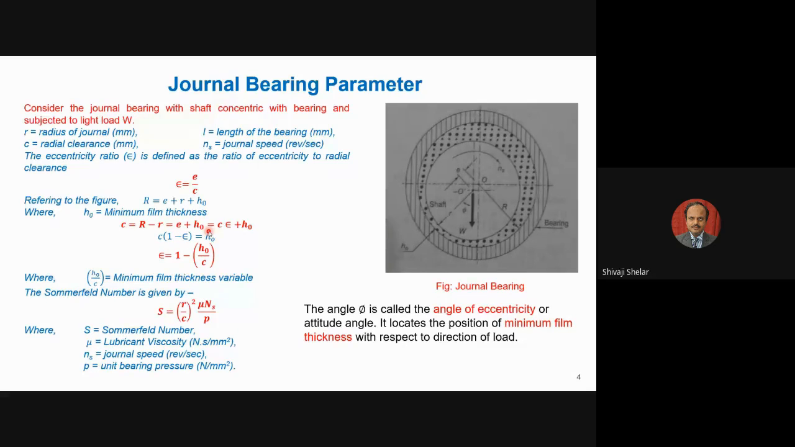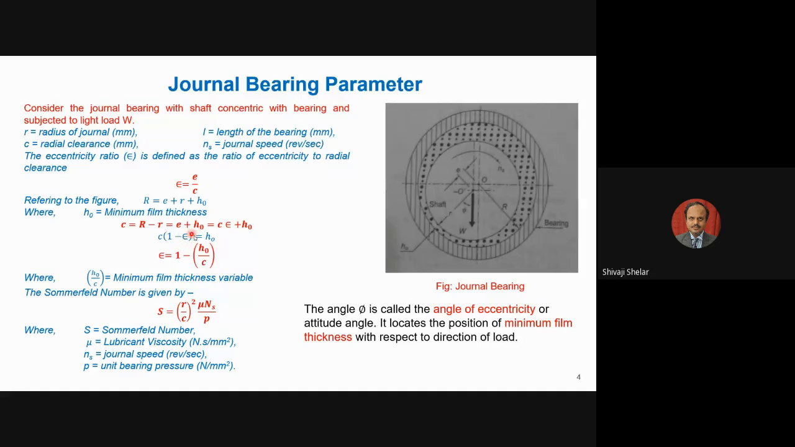Now I can put the value of E here. What is the value of E from this equation? E is equal to epsilon C. Putting this value here, C is equal to epsilon C plus H0. Let's take the C terms on one side, so I have C minus epsilon C is equal to H0. C is common, so taking C outside, C into 1 minus epsilon is equal to H0.